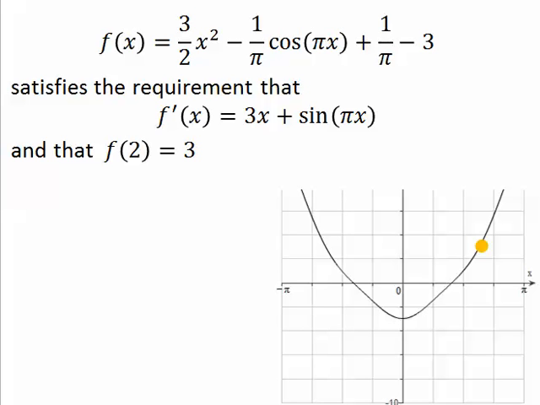Wow. Now that function satisfies 2 requirements. Its derivative is 3x plus sine of pi x. Check that that's true. The other requirement that it satisfies is that f of 2 equals 3. And again, you may want to actually check that that's true to convince yourself that that is the solution. And so you can see in the bottom right corner the graph, and the point f of 2 equals 3 is also graphed as well.